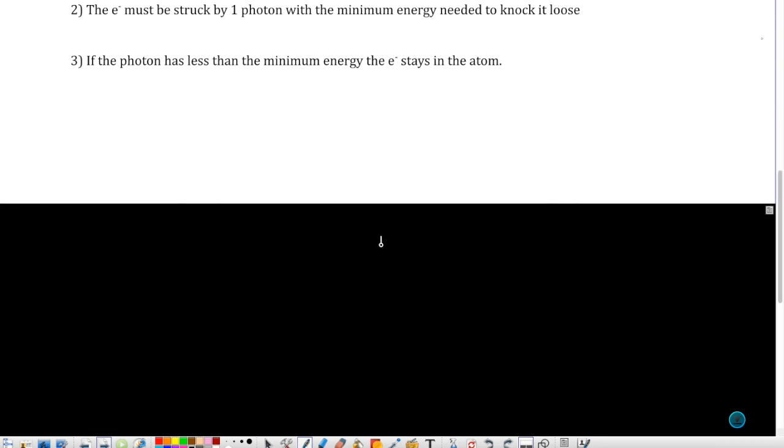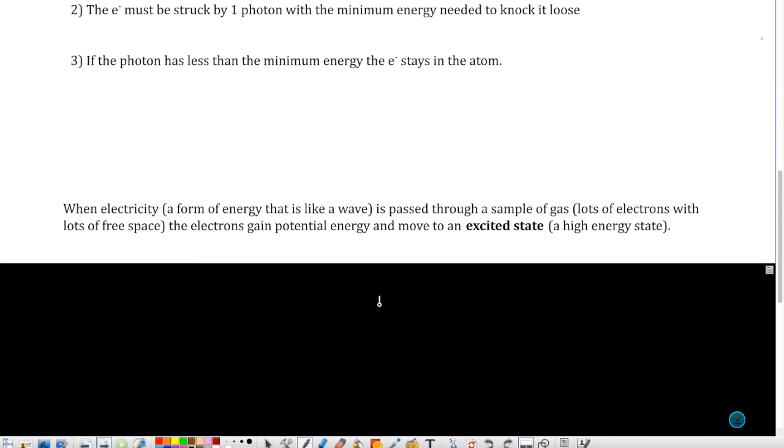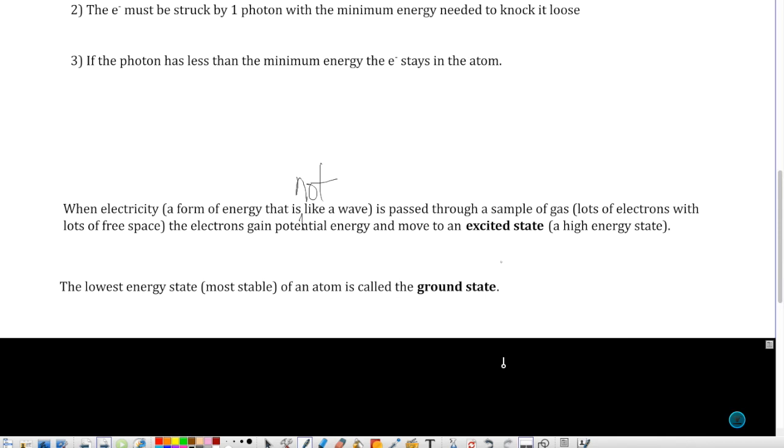This was all kind of theoretical, but there was an experiment that is really important. When electricity, which is a form of energy that is actually not like a wave, is passed through a sample of gas, the electrons gain potential energy and move to an excited state. The lowest energy state, the most stable state of an atom, is called the ground state.